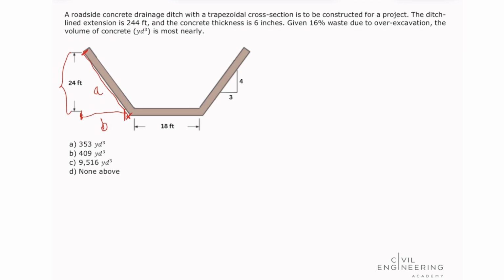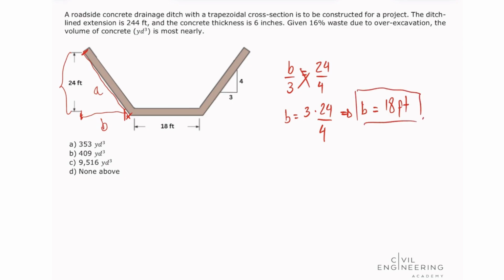So basically we can say that B over 3 equals 24 over 4. And then we can see that our B is going to be 3 times 24 over 4. This is going to be 18 feet.